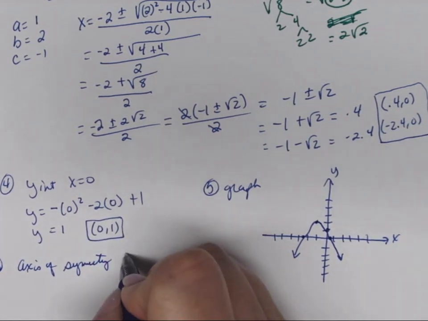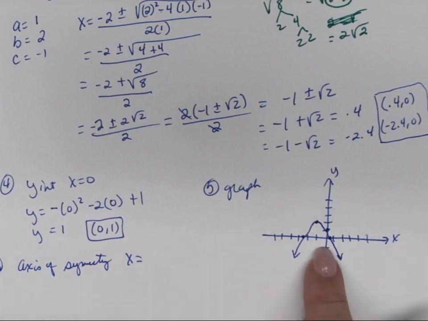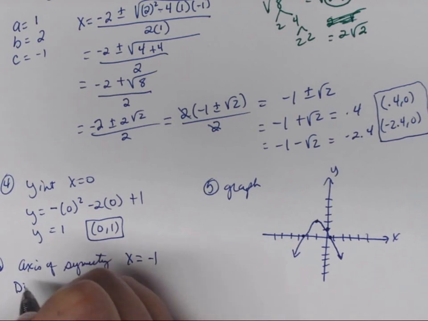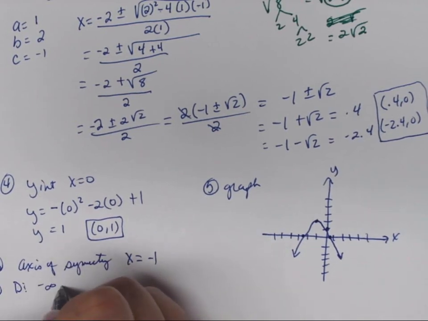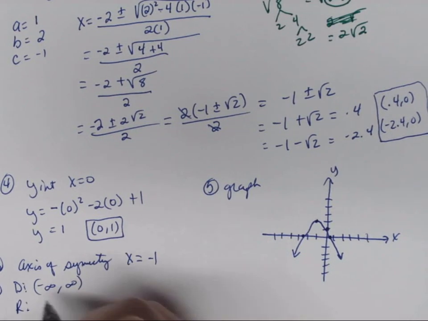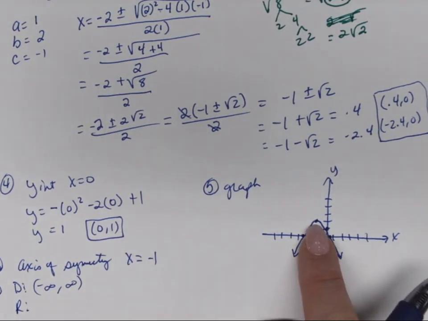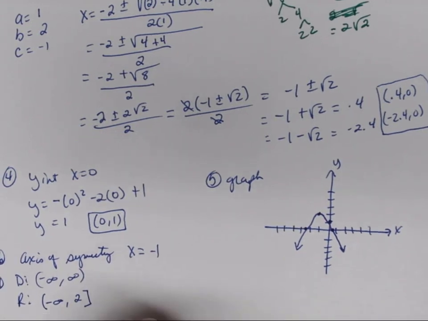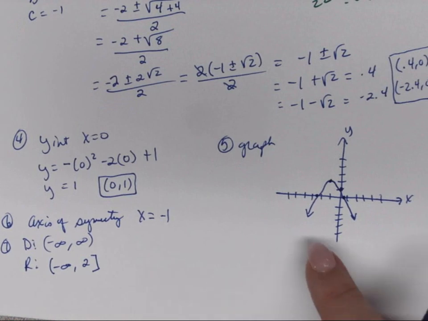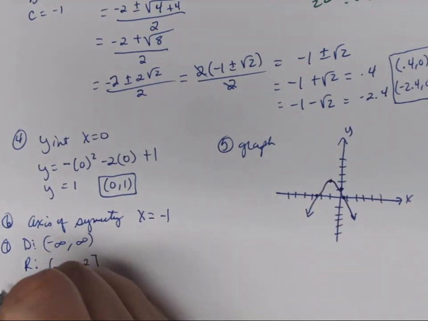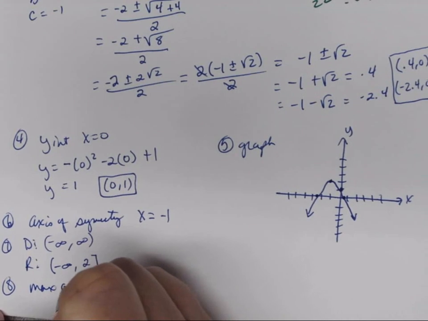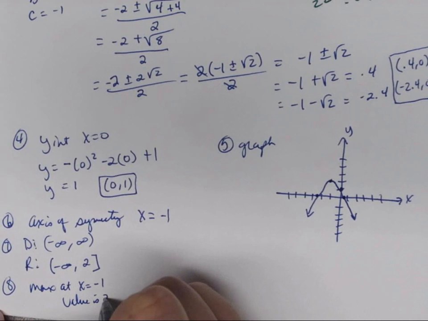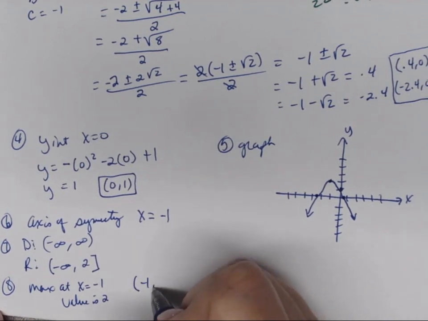So the axis of symmetry will be x equal to, you'll see that it's at that negative 1 again, where our vertex is. Our domain, still the same, negative infinity to infinity. The range is coming up from negative infinity, and it stops at 2. So it'll be from negative infinity to 2. And then, again, we have a max value because it's increasing and then decreasing. So we'll have a max at x equal to negative 1 with the value of 2. It's our vertex again, so negative 1, 2.